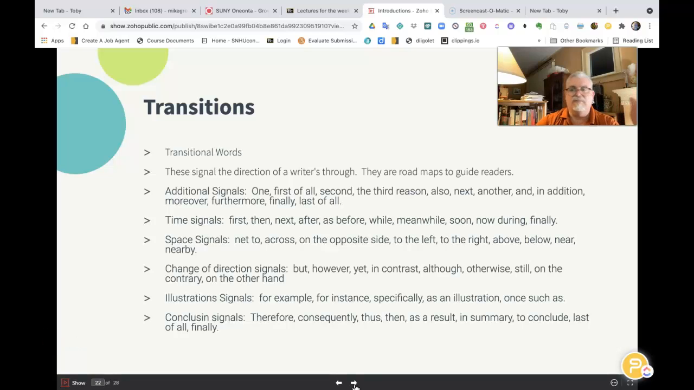Meanwhile, soon, now, finally. Space signals, and we're talking about signals that are talking about geographic space, across directions, opposite side, to the left, to the right, above, that give directions. If you're going to give directions like in an essay, they give you a sense of where we're going to be, where one might be. Change of direction, which is important too. This is all really good.